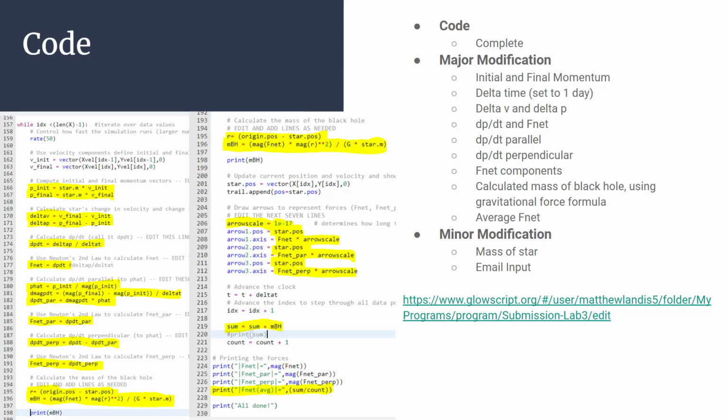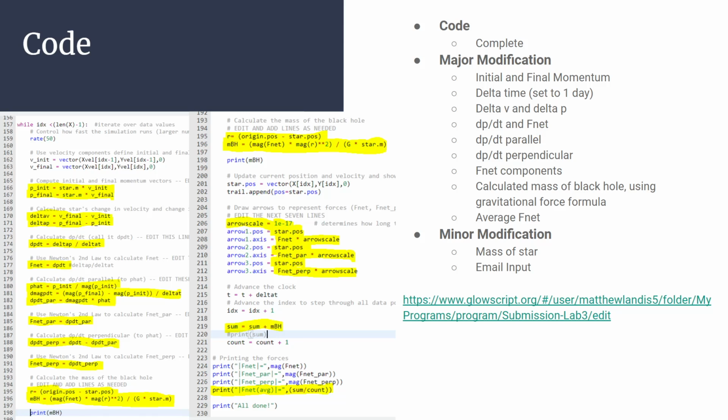Seen here is my completed GlowScript code, which was written in VPython to generate accurate position data. I input my GT email and provided the mass of the star. I then took the position data for each time instant and solved for the delta v for all other points. This included the initial and final momentum, dv over dt, final, Fnet, and more were solved. I also had to set the delta t in terms of 1 day, which had to be set in seconds.